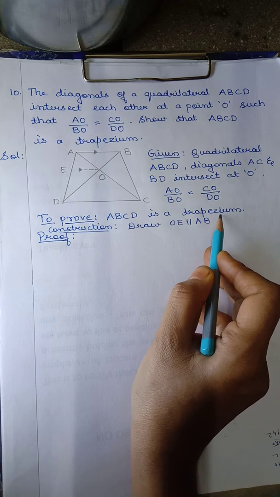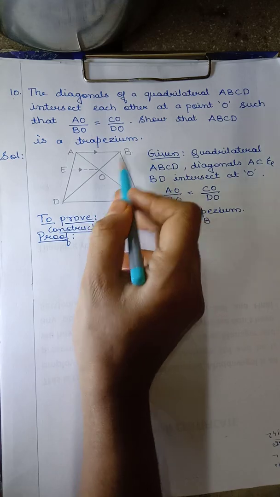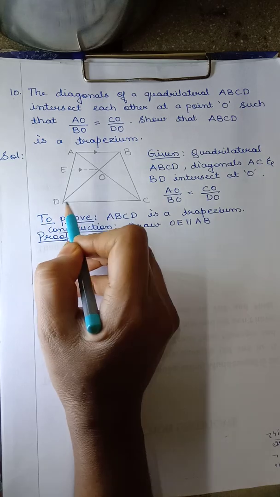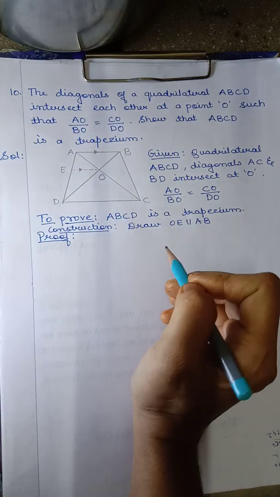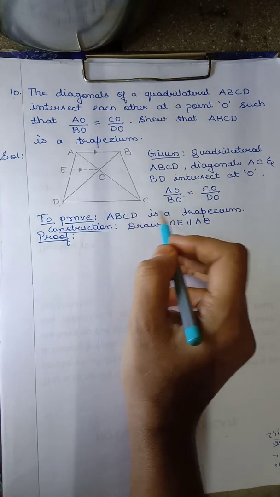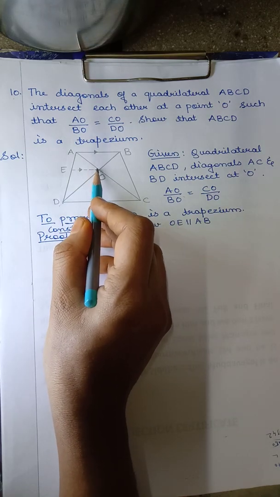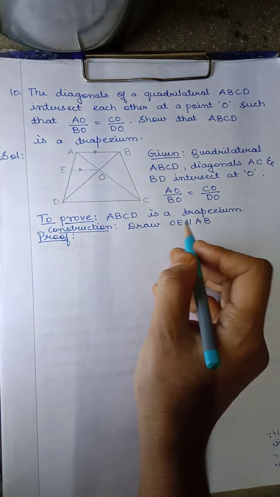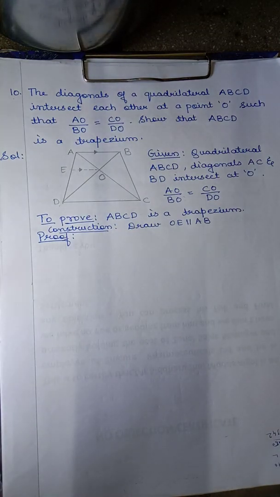To prove is ABCD is a trapezium, and given is quadrilateral ABCD, diagonals AC and BD intersect at O such that AO upon BO is equal to CO upon DO, what we have proved in the previous question. That is given here, and we have to prove that ABCD is a trapezium. So here also we have to do the construction. Now we have to draw OE parallel to AB. Construction we have done: draw OE parallel to AB. Now use Thales theorem to prove that ABCD is a trapezium.